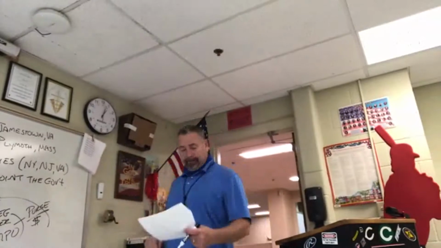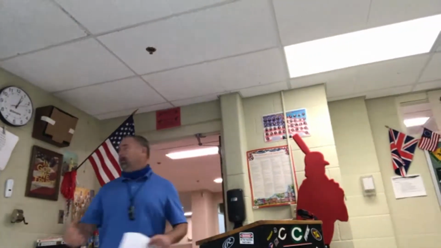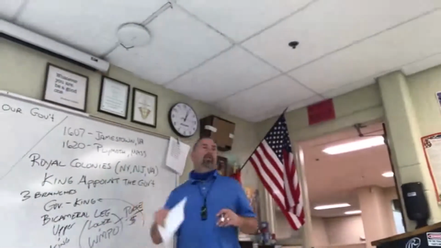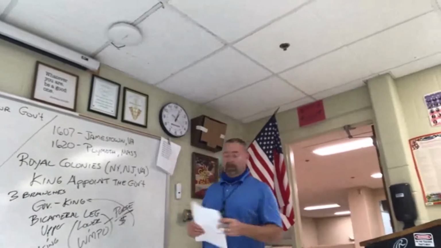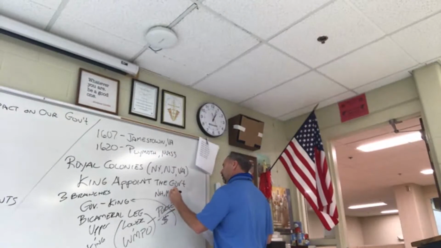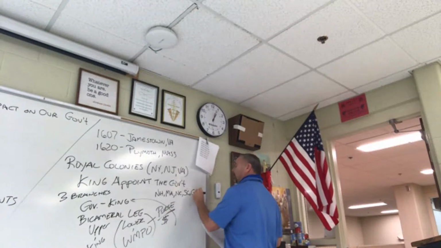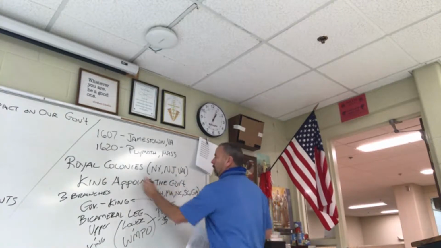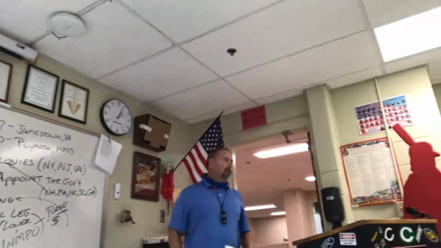Now, later on, when the colonies began to rebel against Britain, they're going to take control of more of these colonies. So later on, we're going to see some more colonies added to this list, and they will include New Hampshire, Massachusetts, North Carolina, South Carolina, and Georgia. These will become royal colonies with rebellion. Basically, the king's going to take them over.